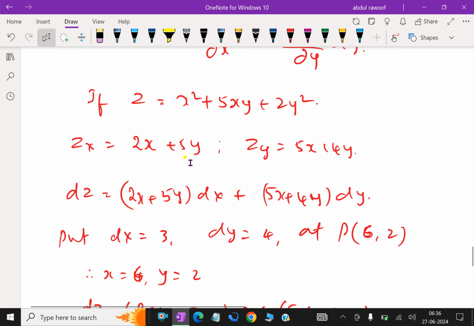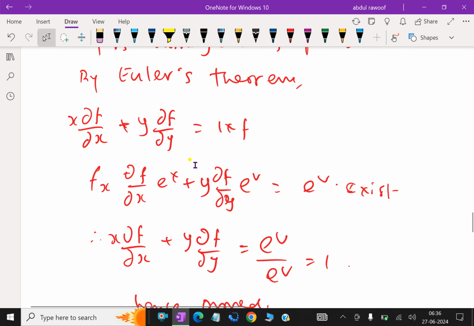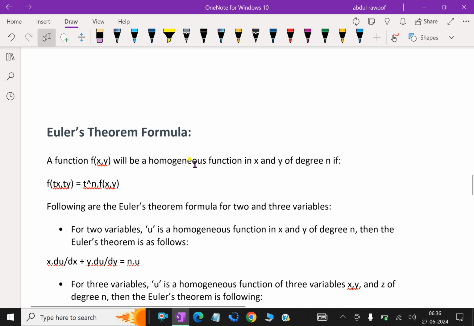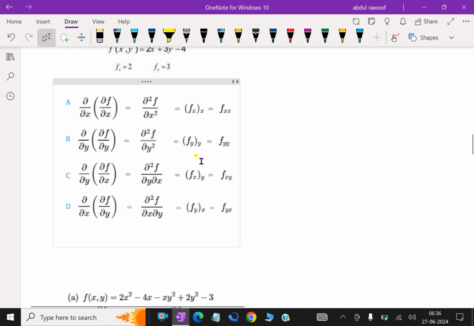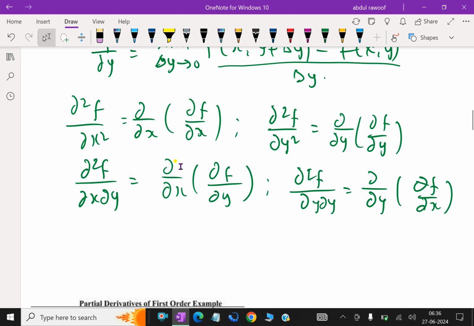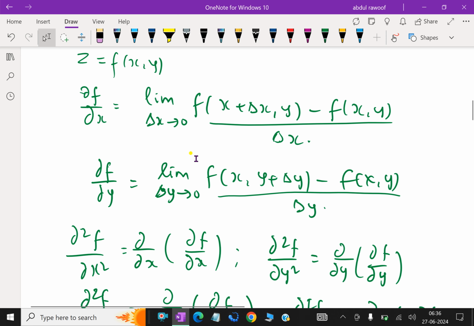So far we discussed partial derivatives, single and higher order partial derivatives, as well as Euler's formula and some examples. We have done.